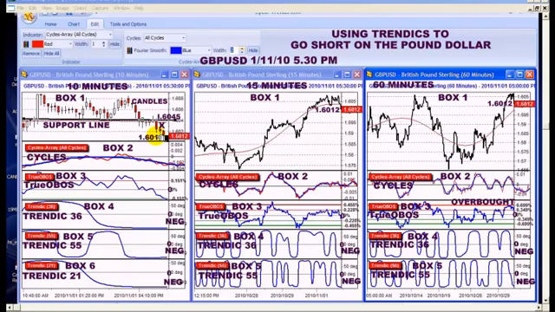This concludes the video showing you how to use the trending indicators supported by the other two, cycles and OBOS, to either go short or to go long on a currency for very quick profits.